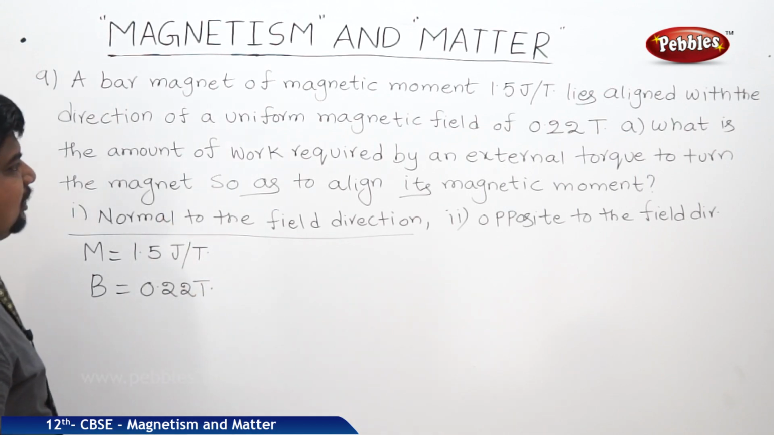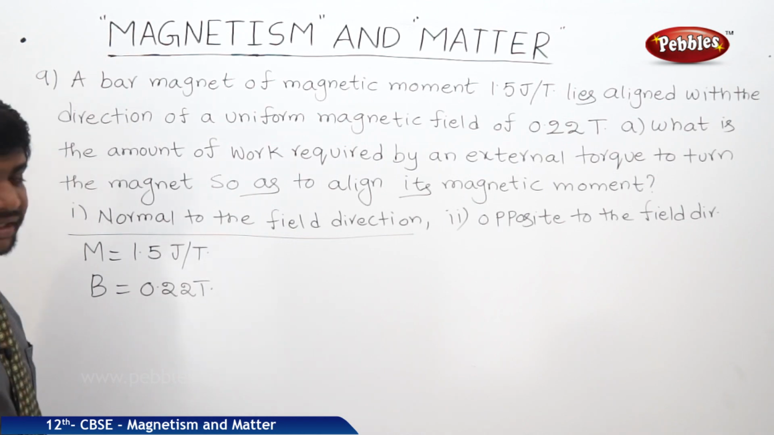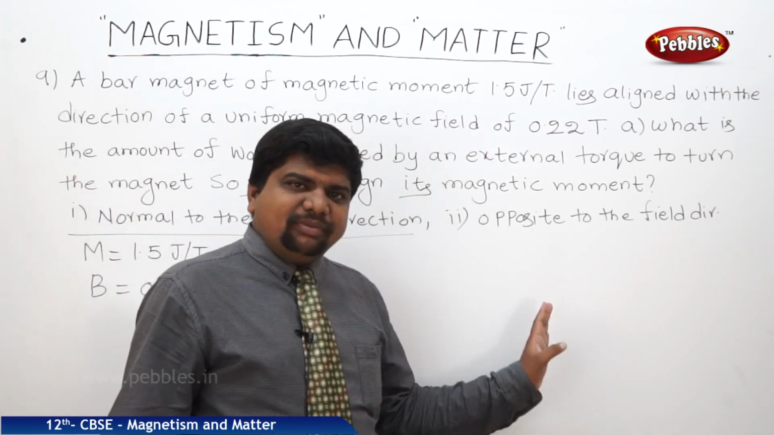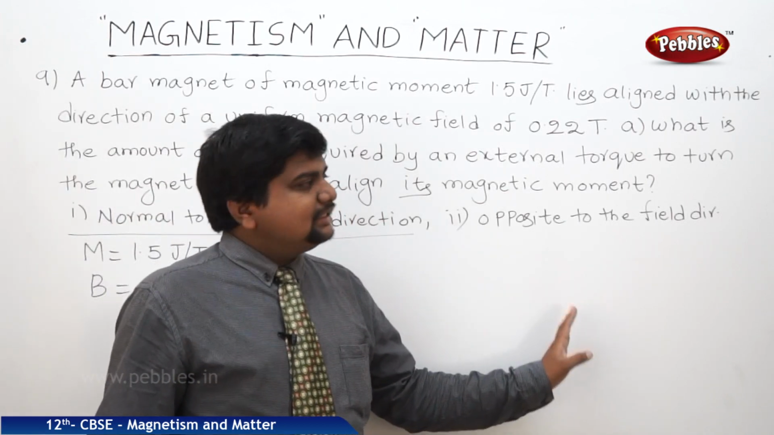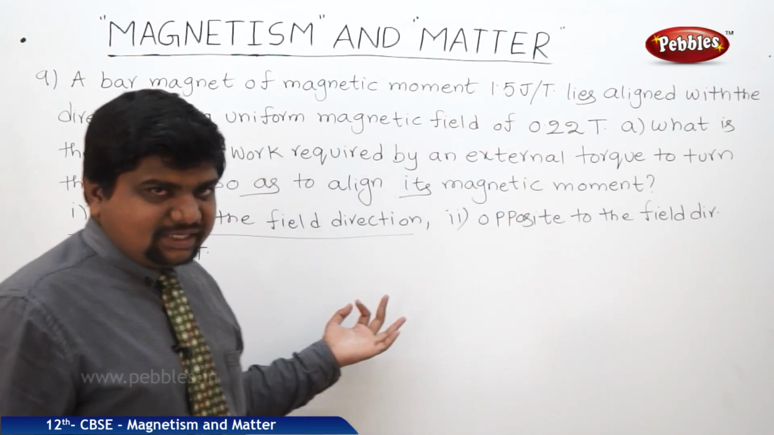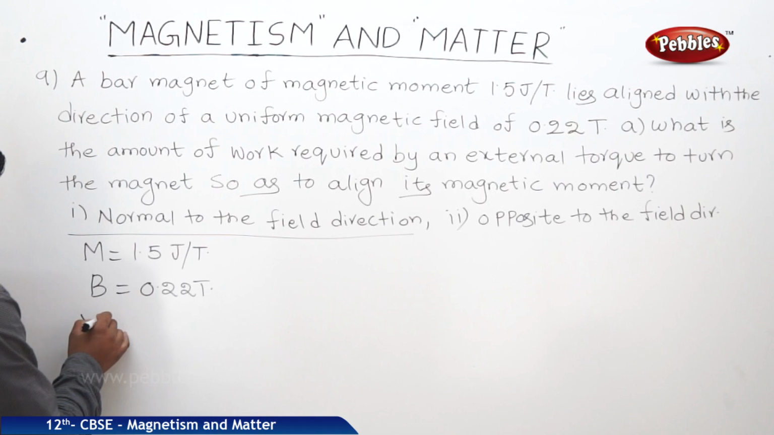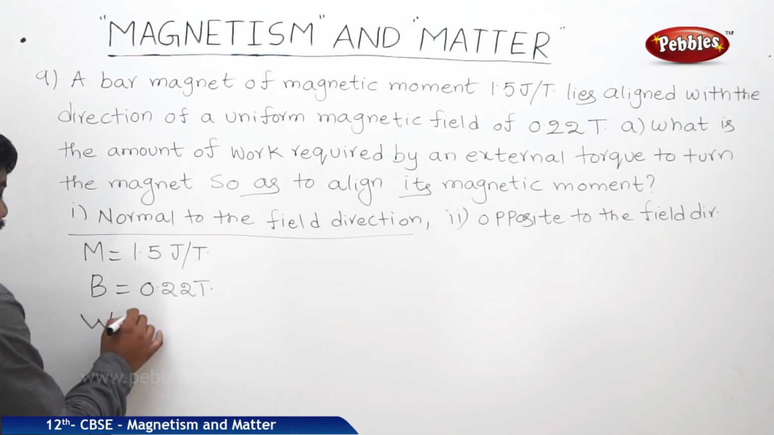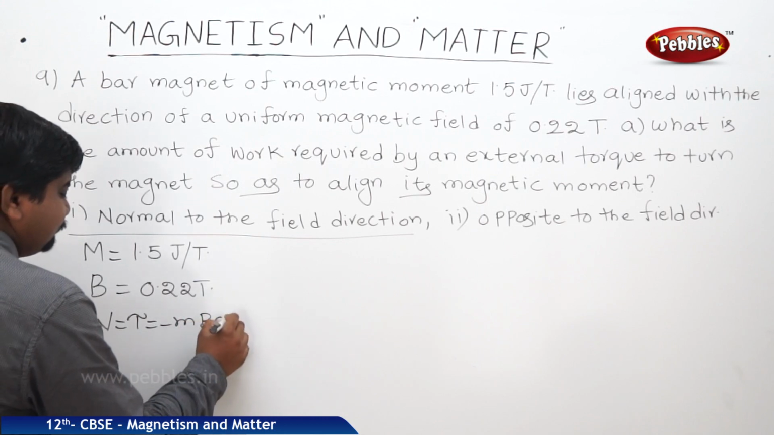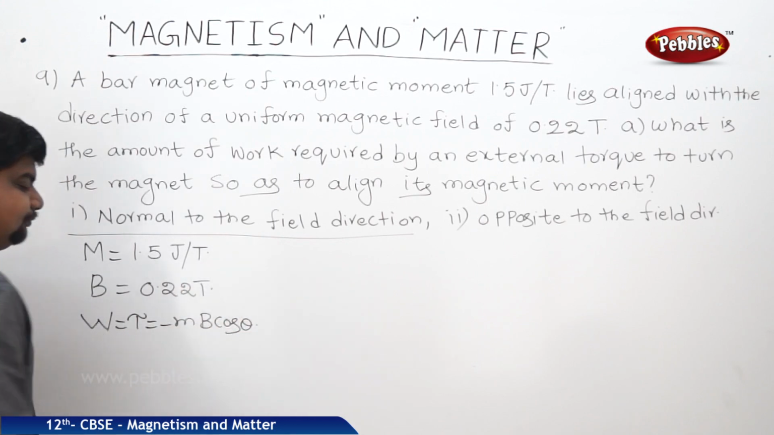What is the amount of work required by an external torque to turn the magnet so as to align its magnetic moment? Actually, the domains of the magnet will be in one direction, so we should do some work to align that magnetic moment in a particular direction. So here the work is similar to the torque: it will be minus mB cos theta.